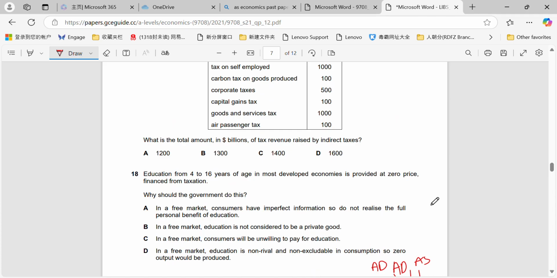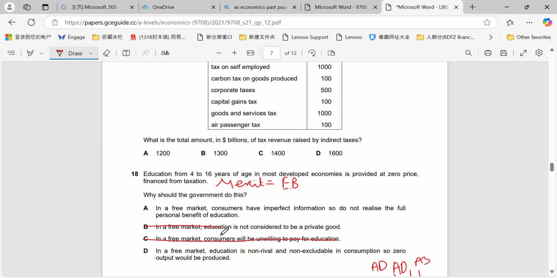Education from 4 years old to 16 years old in most developed countries is provided at zero price, financed from taxation. Why should the government do this? So, remember that education is a merit good. Education and healthcare are two private goods that are merit goods, and they generate external benefits. So, free market consumers will be unwilling to pay. That is just plain false.